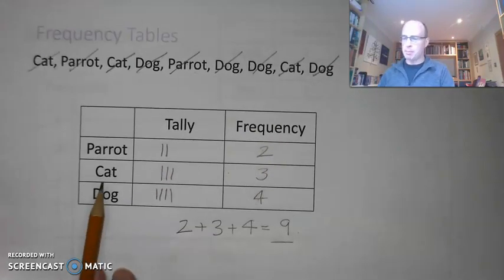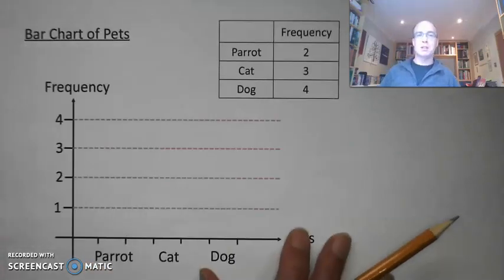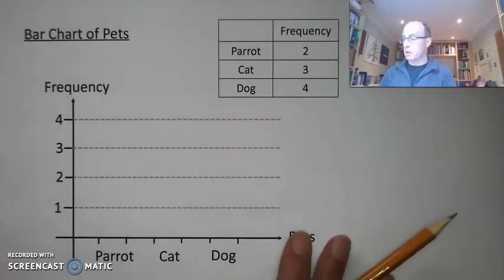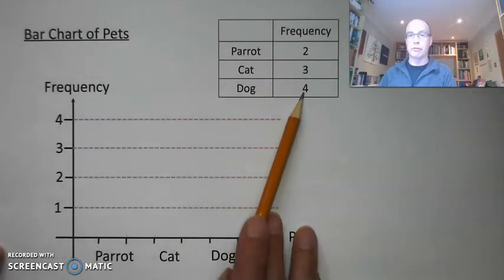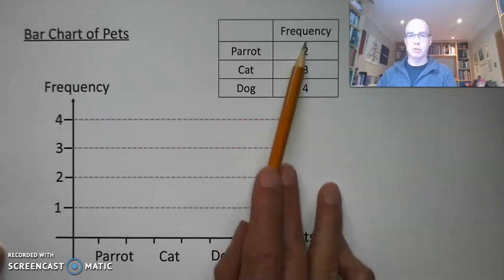But it's a bit boring, it's a bit dull. Much better to draw a bar chart. So I've got my frequency table, I've got my parrots, my cats and dogs, 2, 3 and 4. My counts, remember, my frequency.